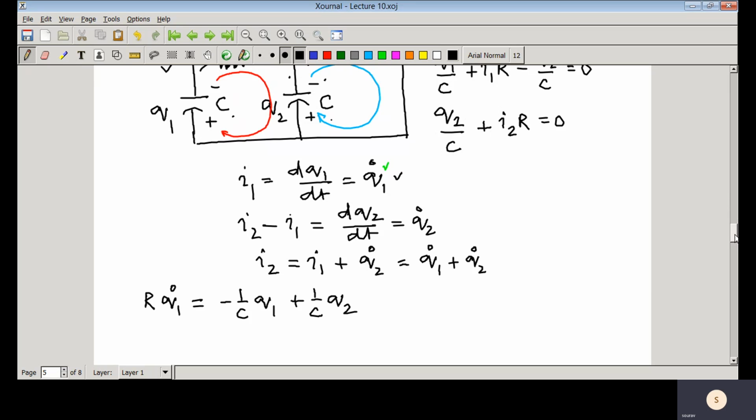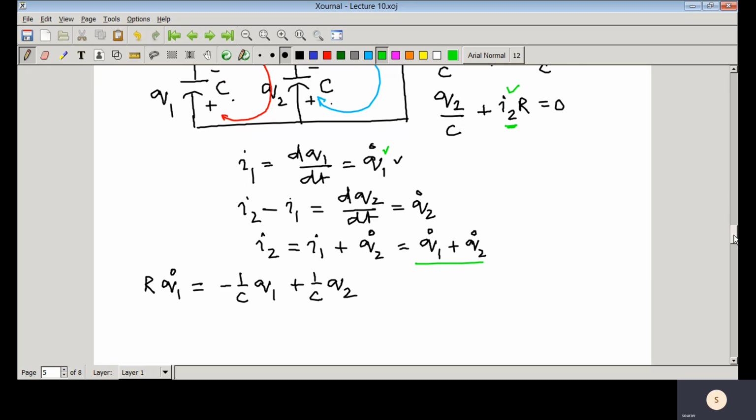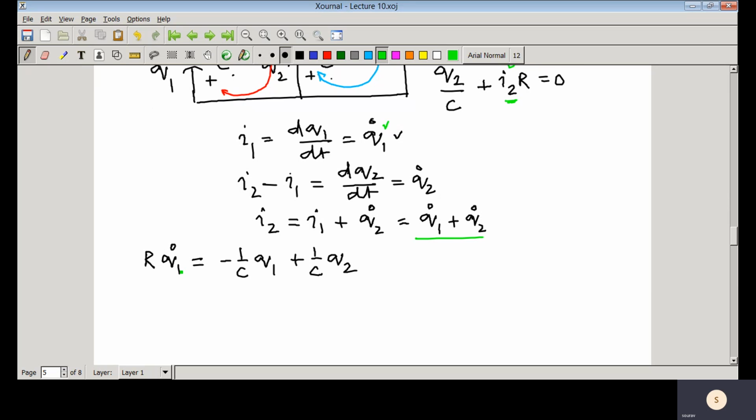And what is that second equation? In the second equation you can see here, I2 R equal to minus q2 by C, and here you can see this I2 equal to q1 dot plus q2 dot. So you can write it here, that R times q1 dot plus q2 dot equal to minus 1 by C q2, the second equation.